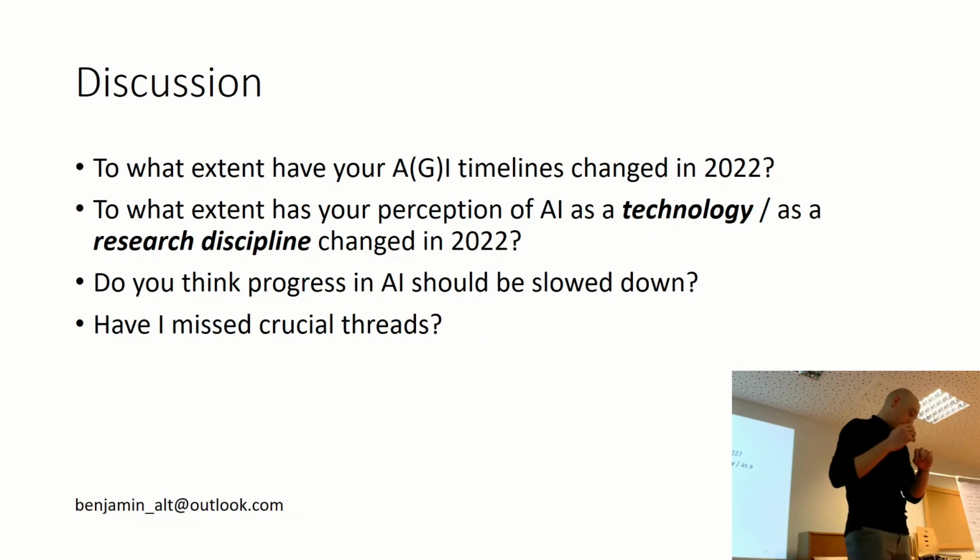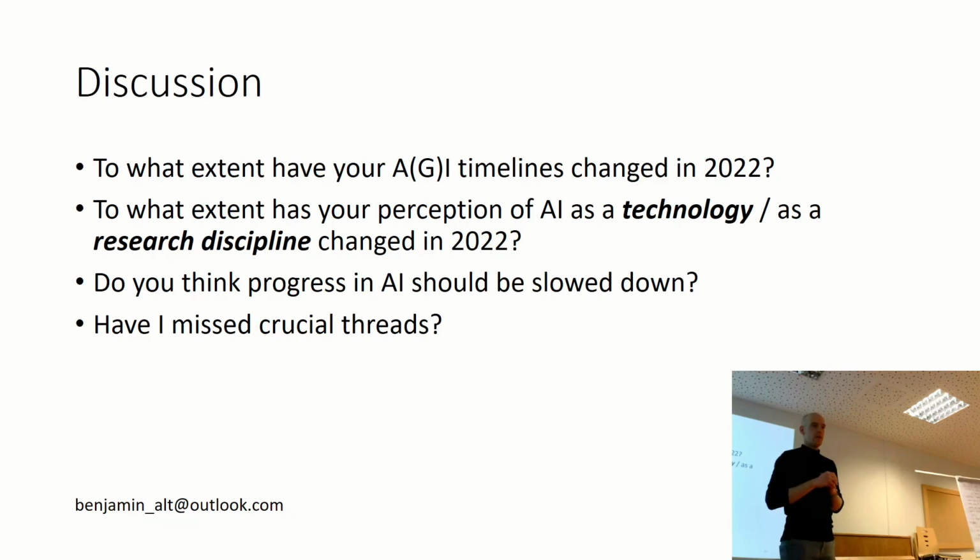So yeah, we have about 7 minutes for discussion left before lunch, and we can always carry this discussion into lunch. That'd probably be fun. So my questions now, maybe if you have some intuitions, are, this is just to inspire discussion. You can really talk about anything. Is like, to what extent have your timelines changed? Or to what extent has your perception of AI as a technology changed? Or as a research discipline, if you're an AI researcher and you feel like, hey, how has the field maybe changed just in this crazy past year?